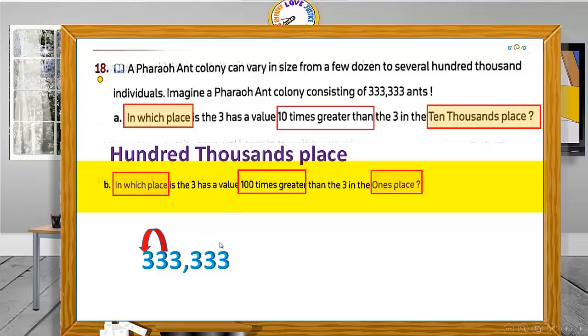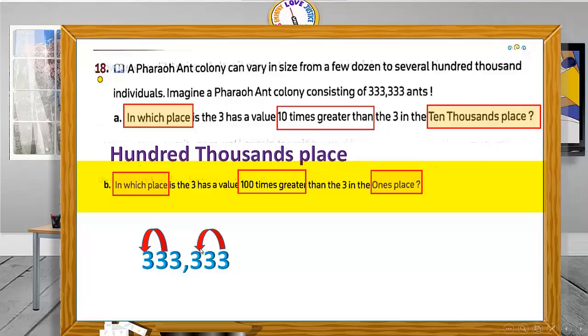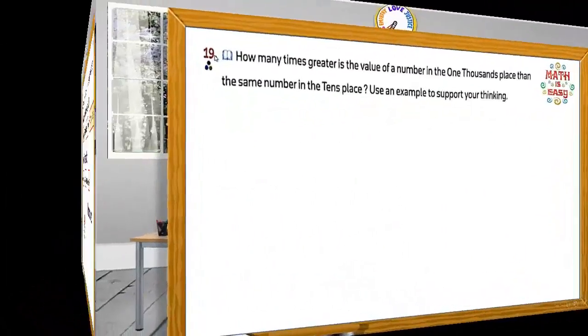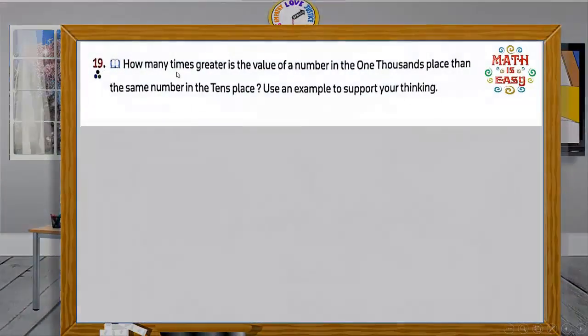You have here 2 zeros. That means you should go 2 places. You stand here and you will go 1, 2. Stop here. 1, 2, 3. 3 is in the ones place, 2 is in the hundreds place. The name of this value is what? Hundreds place. Number 19. How many times greater?